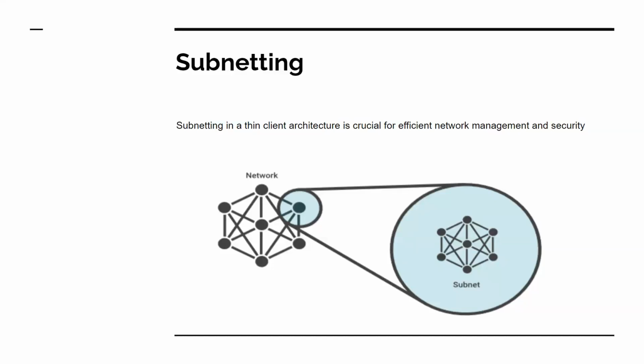You also want to make sure that you can use subnets to allow your thin client to expand. So if you may add buildings or you may add departments in the future, you want to make sure that your network is set up to do so.